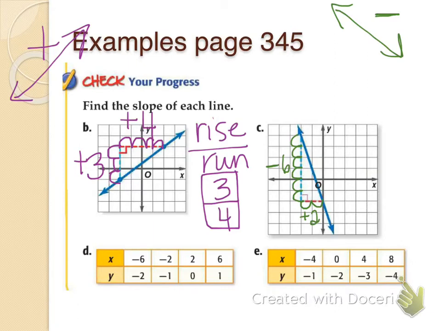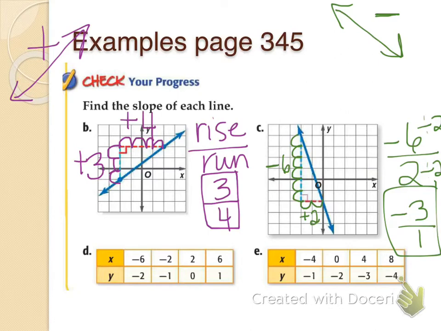And since I moved right from there, it was a +2. So my slope, rise over run, would be -6 over +2. That can simplify, dividing by 2. When I divide by 2, I get -3 over 1, which is the same as just -3. Okay, so slope triangle we can use when we're dealing with a graph.